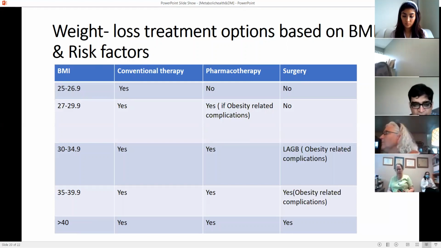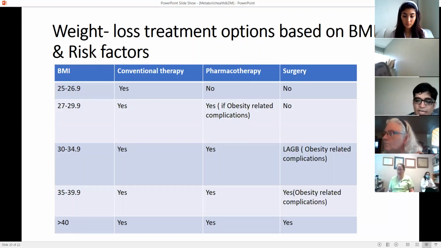However, if a diabetic has a BMI greater than 35, this will be classified as an obesity related complication, and the surgery will be paid by most commercial insurances. So they will pay for laparoscopic sleeve or gastric bypass.